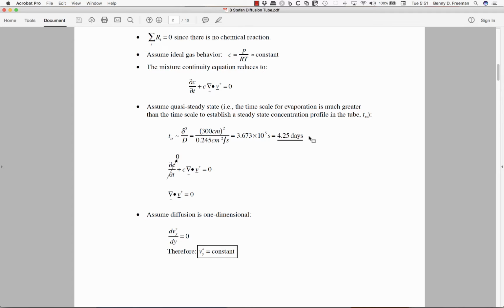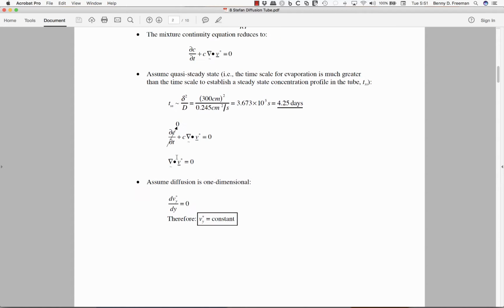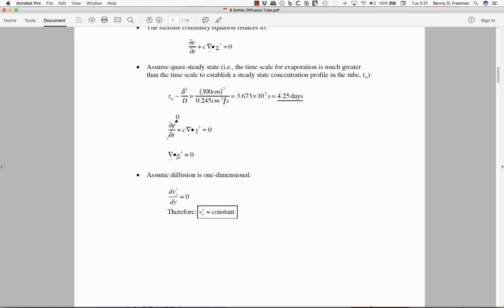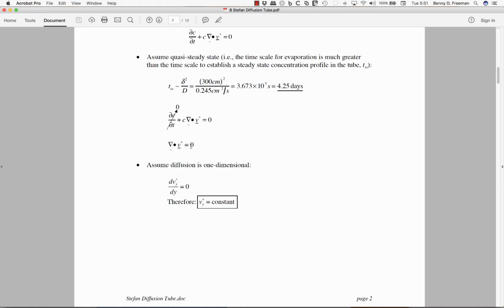And the large separation in those two time scales is what allows us to make this pseudo-steady state approximation and set the time derivative of the concentration equal to 0, or so close to 0 that it's effectively negligible. This leaves us with the result that the divergence of the molar average velocity in the gas phase is equal to 0. If the diffusion is one-dimensional, this means that the molar average velocity has a constant value.